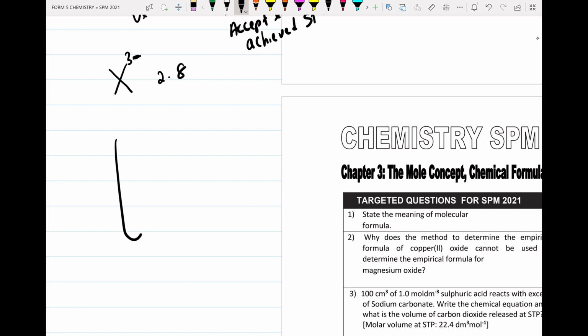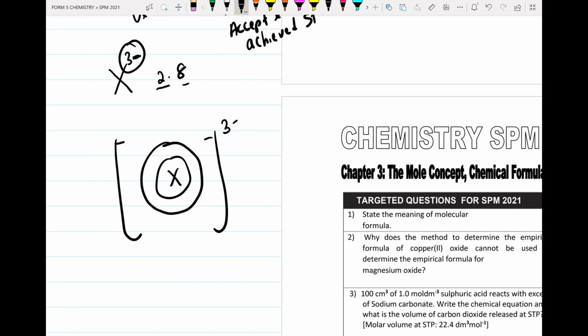So how to draw? Open bracket, put the X. Put the charge value 3 negative, and how many shells? 2 shells. First shell, second shell. First shell has 2 electrons. Second valence shell has 5. It accepts 3 electrons. How many electrons does it accept? 3 electrons. So put here 1, 2, 3. This is the drawing for the ion X.